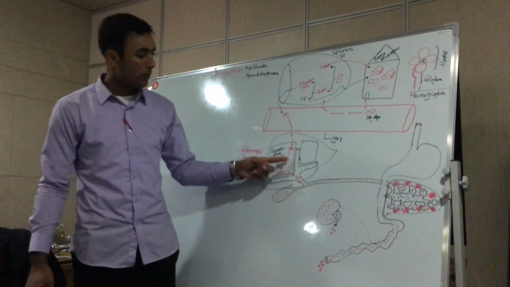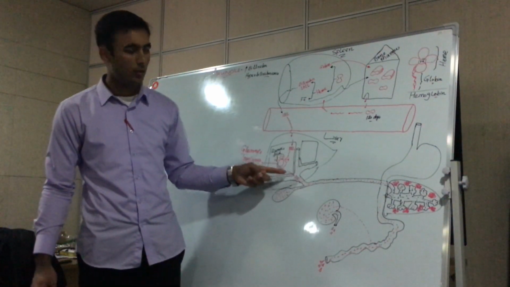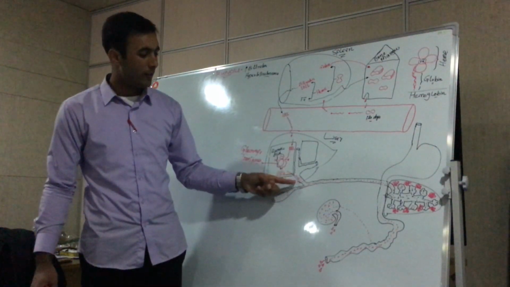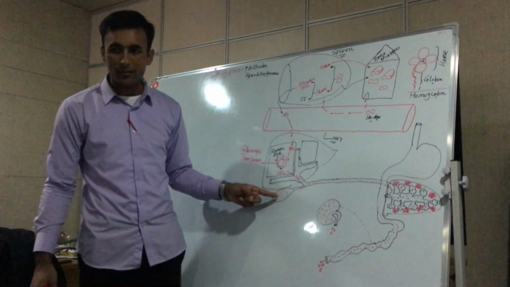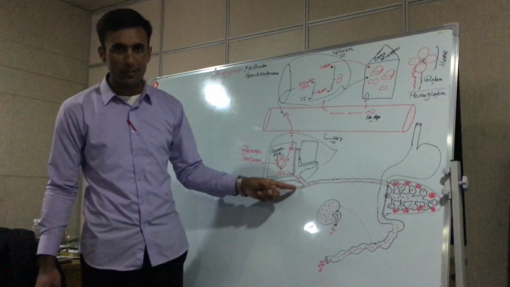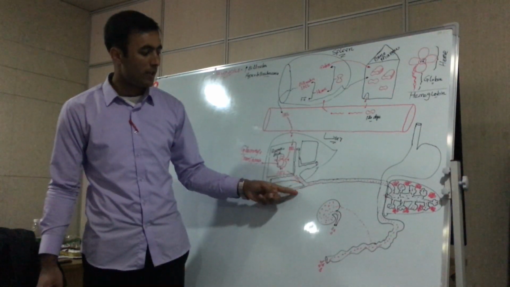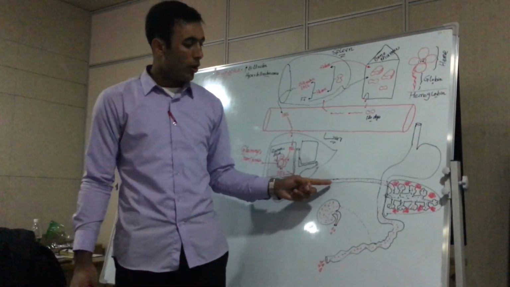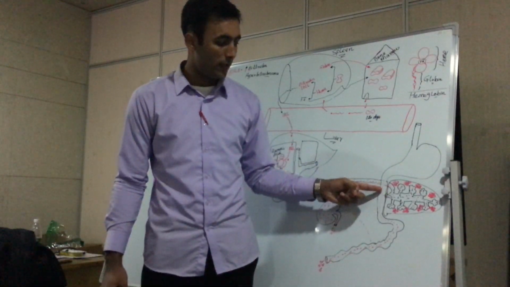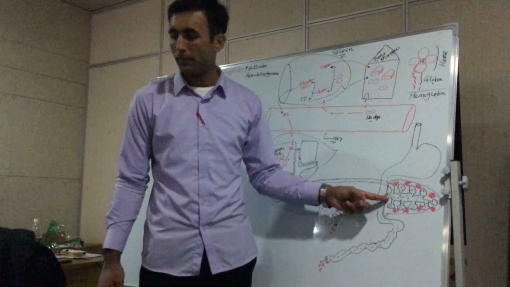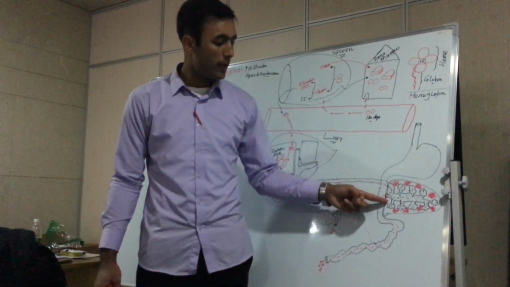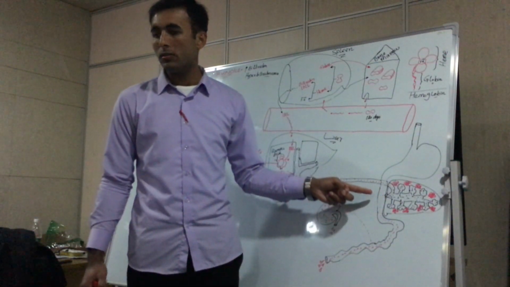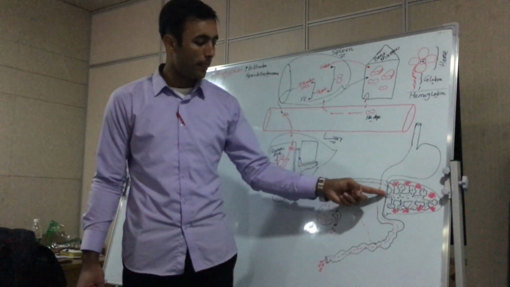Then this conjugated bilirubin goes into the canaliculi, right? Then into the hepatic duct, then into the gallbladder, then through the cystic duct. Then the cystic duct and hepatic duct meet together and make the common bile duct. Then the common bile duct goes to the pancreas and meets with the pancreatic duct. So the pancreatic duct and common bile duct make the common hepatopancreatic duct.